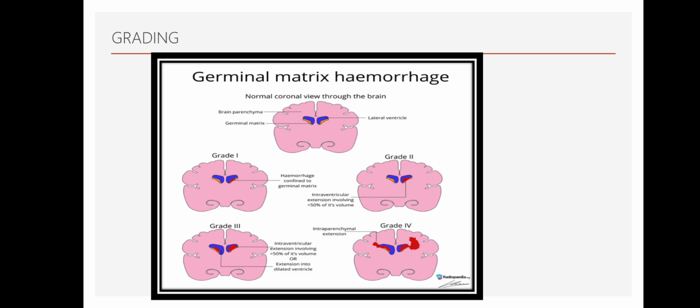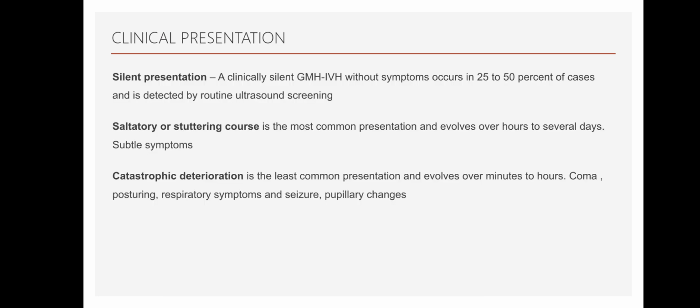In grade 3, however, this extension of hemorrhage into the ventricle is extensive, and more than 50% of the ventricle volume is occupied by blood, or there is some dilatation of the ventricle. Grade 4 is actually parenchymal hemorrhage, and it involves the extension of the bleed into the brain parenchyma.